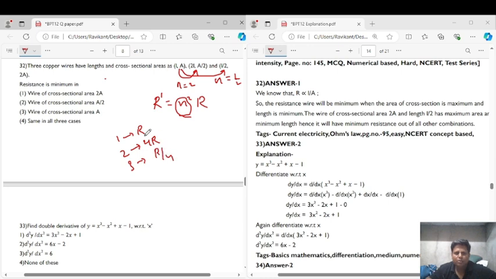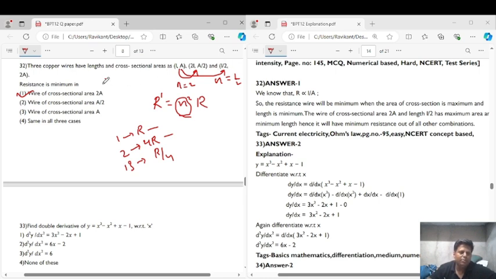So what they are asking here is, the three copper wires have the lengths and cross-sectional areas as this. The resistance is minimum in the third wire. So the wire of cross-section area 2A. Yes. So option 1 is the correct answer. Wire of cross-section area A by 2, no. For A by 2 we have resistance 4R, and for the wire of cross-section area A we have resistance R. Same in all now. So the minimum resistance will be in the wire which is being compressed, that is, we have reduced the length and increased the area.